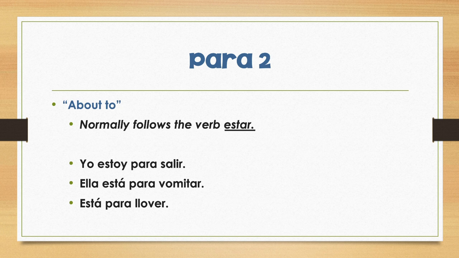Another one is that para can mean about to, normally after the verb estar. So yo estoy para salir. I'm about to go. I'm about to leave. Ella está para vomitar. She's about to throw up. Está para llover. It's about to rain.